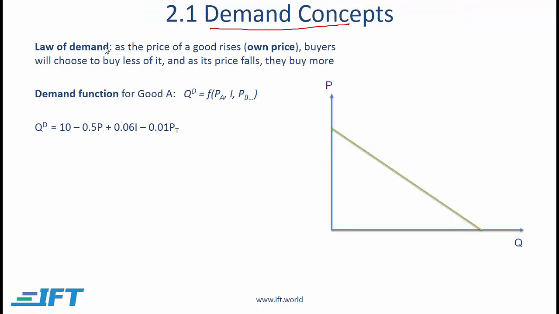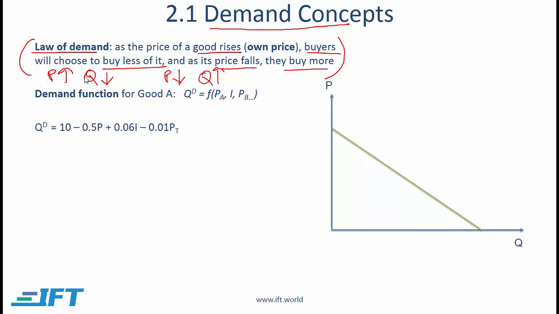Demand concepts. Here the first point to learn is the law of demand. According to this law, as the price of a good rises, buyers or consumers will choose to buy less of it, and as the price falls, they buy more. So if you have a particular good such as chairs, when the price of chairs goes up, the quantity of chairs demanded, all else equal, typically will go down, and on the other hand, if the price goes down, the quantity demanded will typically go up. This is the law of demand.